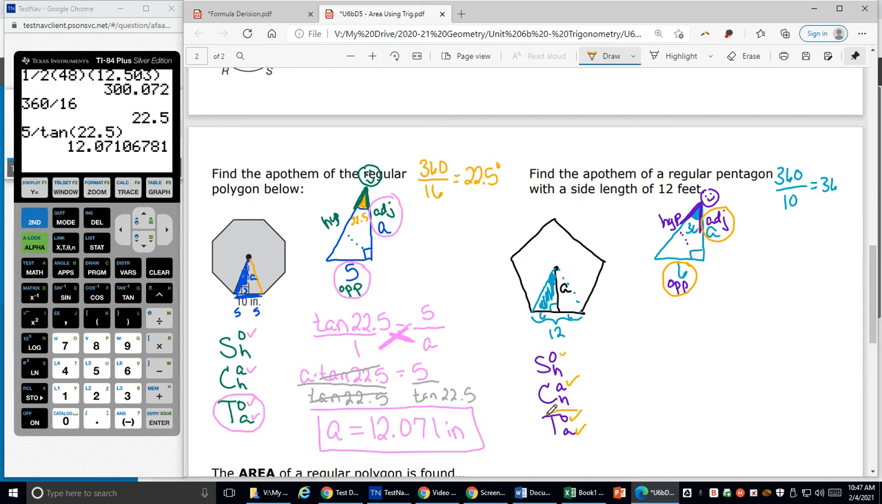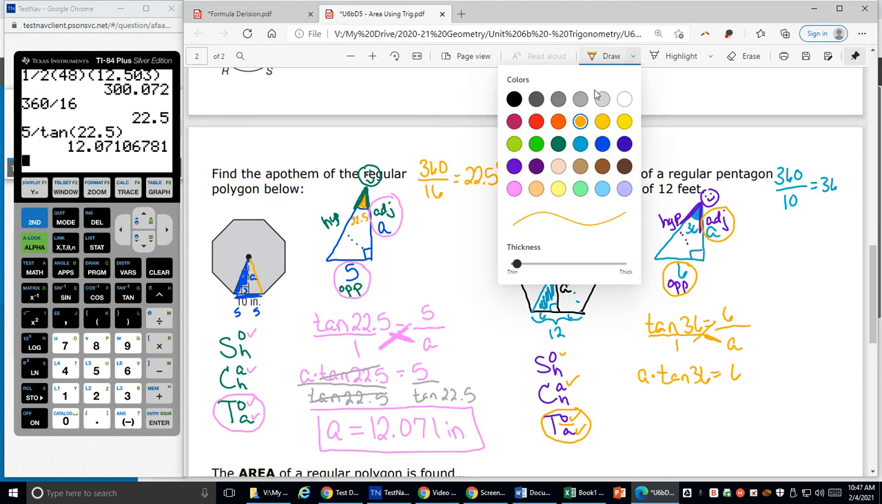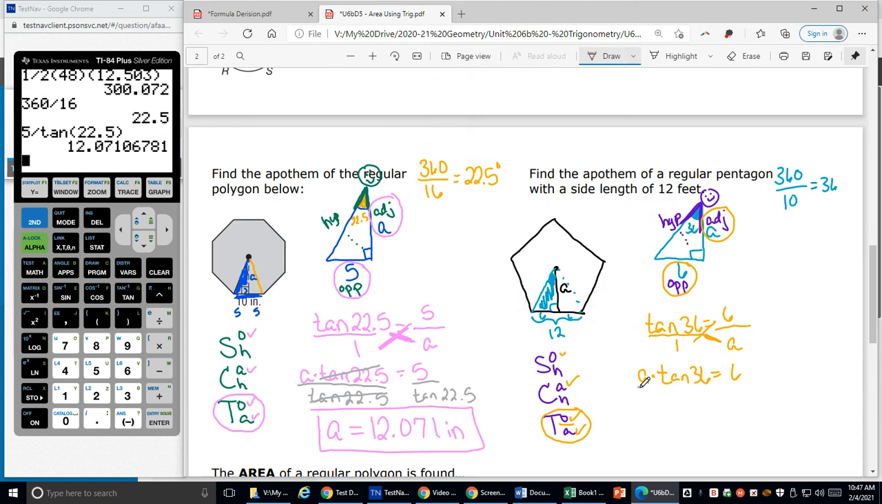So again, on this problem, I'm going to be working with the tangent, since I know my angle, it's not the inverse. Tangent equals opposite over adjacent. My opposite is 6. My adjacent is the apothem A. Again, since that A is in the denominator, I know I'm going to divide. Denominator, divide. Because I'm going to end up with A times the tangent of 36 equals 6 times 1, which is just 6. I need to get rid of the tangent of 36, so I have just an A. So I'm going to divide both sides by the tangent of 36.